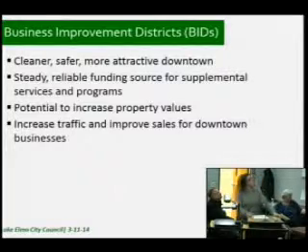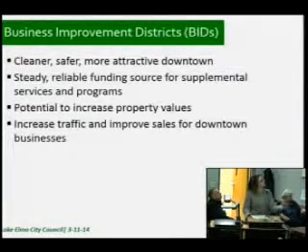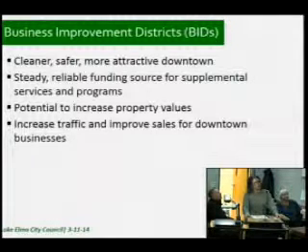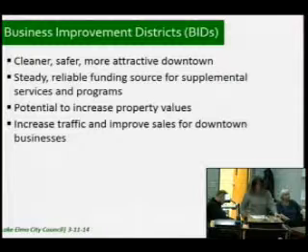Some good attributes of what a business improvement district offers: a cleaner, safer, more attractive downtown, so they give a means to upkeep it, keep it looking good, maintenance. A steady, reliable funding source for supplemental services and programs, the potential to increase property values, and also to increase the traffic and improve sales for downtown businesses, so to drive people there, and that would have to do with the marketing component of it all.